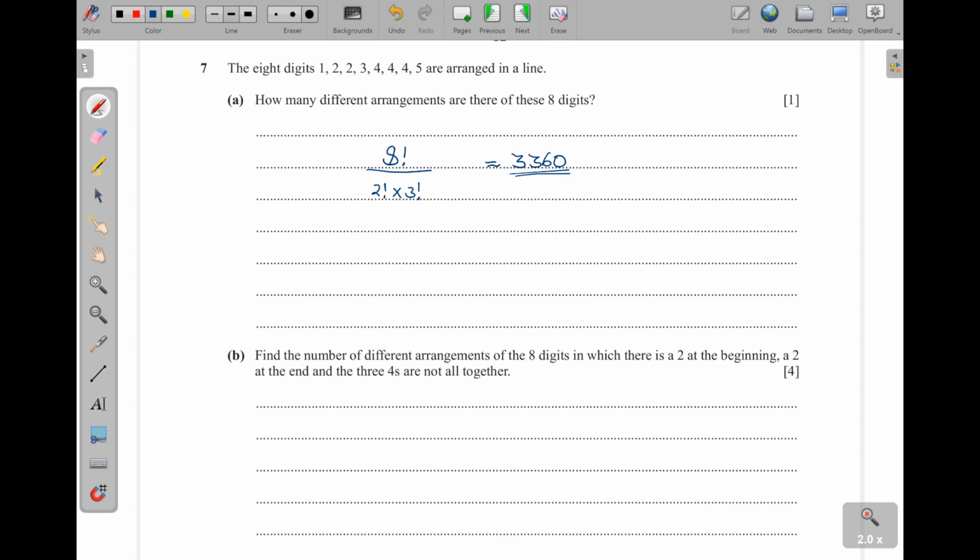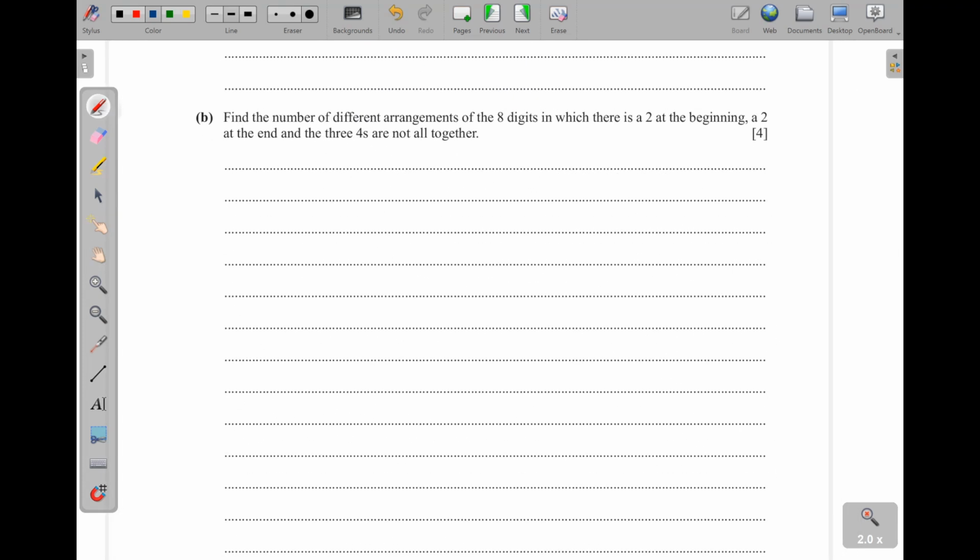3360. That is that. Then next, find the number of different arrangements of the 8 digits in which there is a 2 at the beginning, a 2 at the end, and the 3 4's are not all together. Okay, now I'm going to pick my sample space from here. There are 8 digits. So 1, 2, 3, 4, 5, 6, 7, 8. I put a 2 at the end here, a 2 at the end here, then I kill those positions.